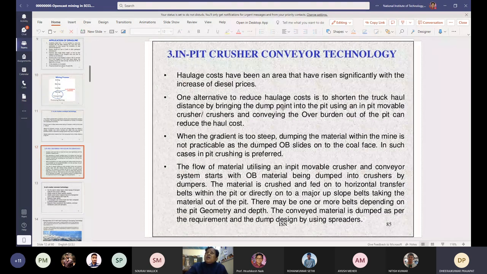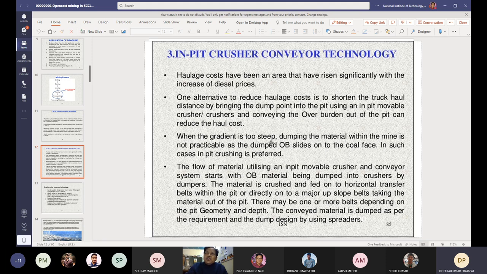Only for a short distance should you use the truck haulage system, and after the material is crushed in the crushing plant, the material should be conveyed with the help of a belt conveyor system to reduce the haulage cost. So this is the advantage of the belt conveyor system, the in-pit crushing system.